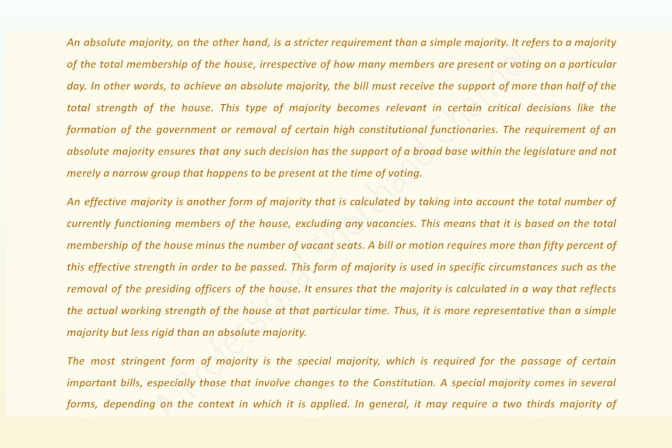This form of majority is used in specific circumstances such as the removal of the presiding officers of the House. It ensures that the majority is calculated in a way that reflects the actual working strength of the House at that particular time. Thus, it is more representative than a simple majority, but less rigid than an absolute majority.